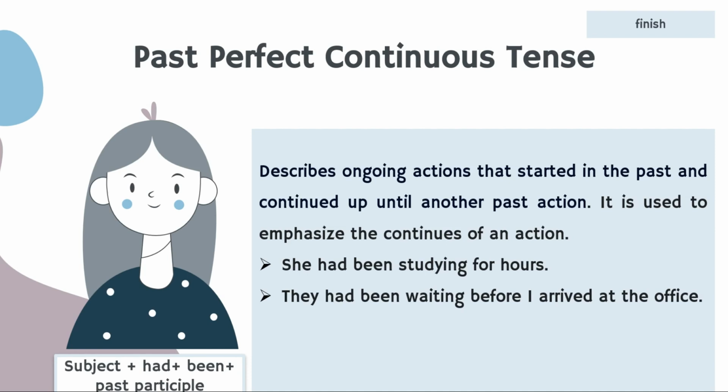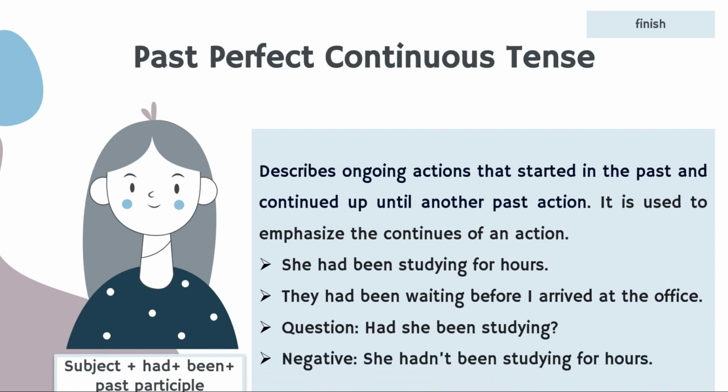To make questions here, we just change the place of had and subject. Had she been studying? And to make negative sentences, we just add not to had. She hadn't been studying for hours.